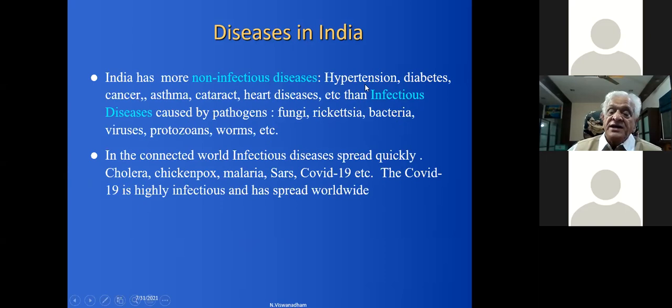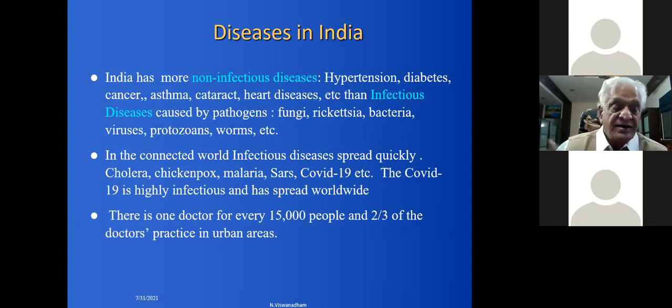In the connected world, infectious diseases spread very quickly. Cholera, chickenpox, malaria, SARS, COVID-19. COVID-19 is highly infectious and has spread worldwide. It may have started wherever it started, but now it is all over the world. How did it spread? It's because people travel. People go from one place to the other. That's where the spread comes from.